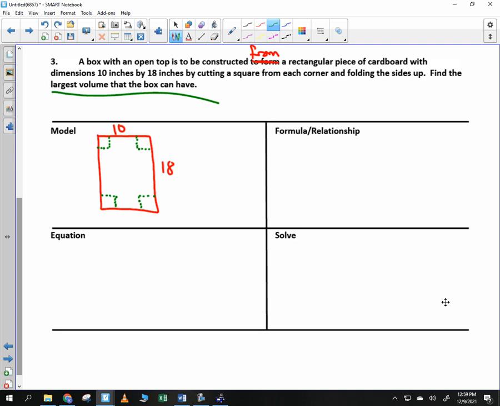So volume is what's driving my problem. How do we determine the volume of a shape like this? Length times width times height. The area of the base times the height. Everybody good? Okay, so I've got length times width times height. Oh boy, I've got 3 variables. That's no bueno. I've got to get down to 1 variable. This is a big problem. We'll say that we're going to cut x by x, x by x, x by x, x by x.